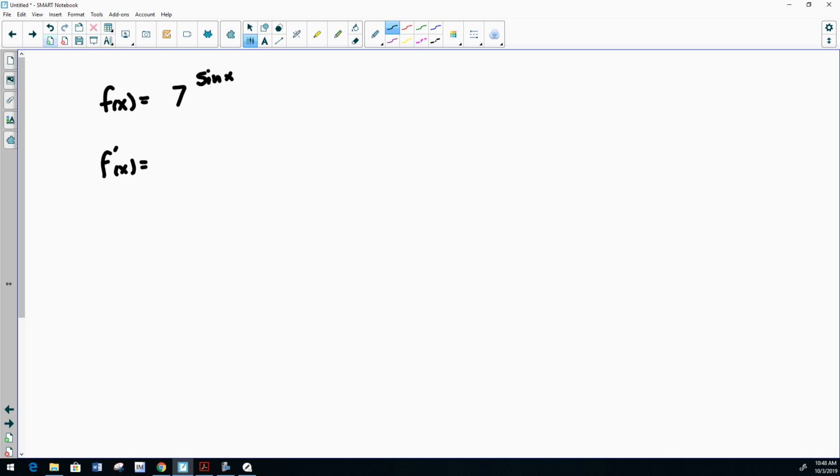Okay, we'll do one at the same level and then I'll make a harder one, okay? G of x equals 5 e to the x. Yeah, a lot of these don't simplify. The ones with the powers.